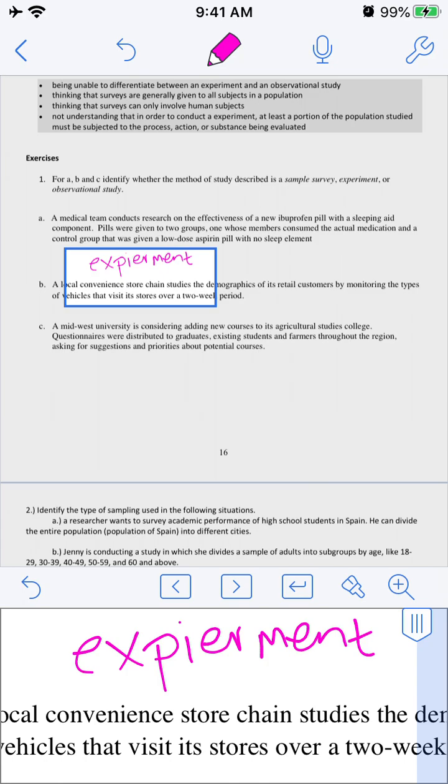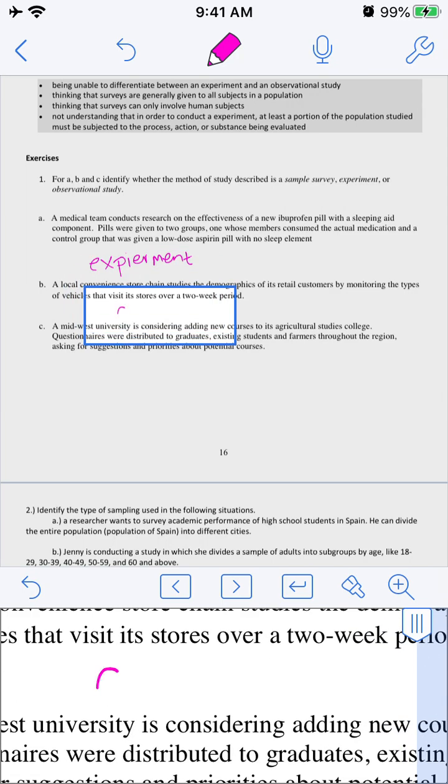Number B. A local convenience store chain studies the demographics of its retail customers by monitoring the types of vehicles that have visited its store over a 2-week period. Don't see anything about actually asking them. Don't see anything about a control group. So it looks like we're going with observation. They're observing. They're monitoring. Right?